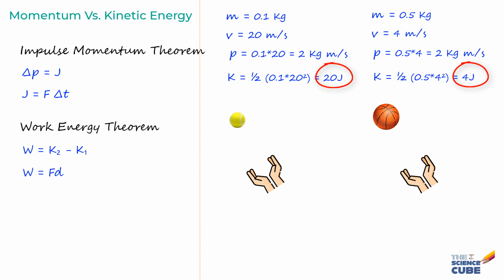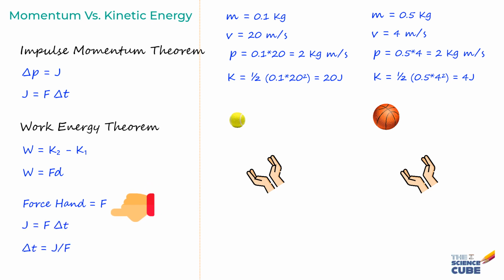So let us say you use force F with your hand to bring the ball to a stop. Then if the momentum has to be reduced to 0 from 2 kilogram meters per second, the time taken would be the same if we see this formula. That is, J is the same, F is the same, and so the time has to be the same. And let us call it the duration of the catch.